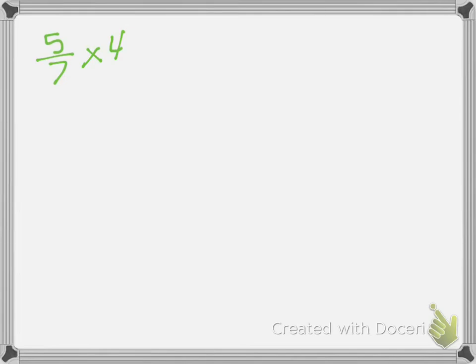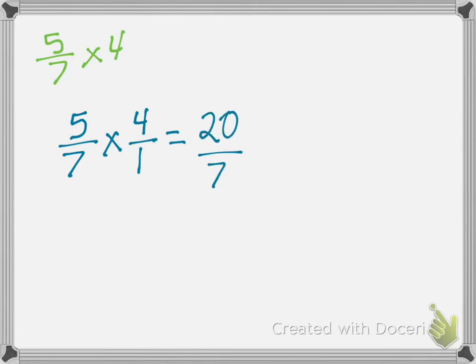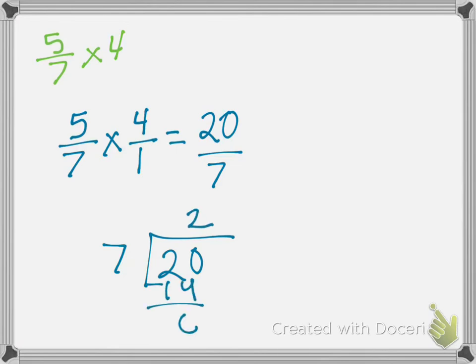All right, go ahead and pause and complete this one. Okay, hopefully you've simplified. 5 sevenths. Put the 4 over 1 to turn it into a fraction. Multiply across. Divide to simplify. 7 goes in twice, that's 14. 20 minus 14 is 6, remainder 6. This becomes our whole number. The remainder becomes our numerator. Denominator stays the same, 2 6/7.